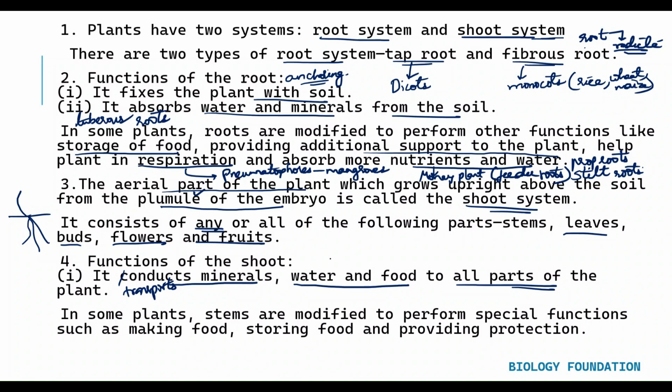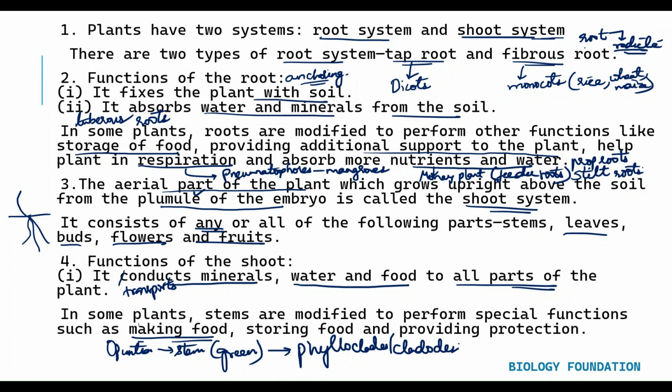Okay. In some plants, stems are modified to perform special functions such as making food. In certain plants, if you remember, in opuntia, right, there the stem is green in color, and it prepares the food. Usually, leaves are the organs in a plant that perform photosynthesis. But in some plants, the stems are modified to perform photosynthesis. Such stems we call phylloclades or cladodes, if you remember, right?